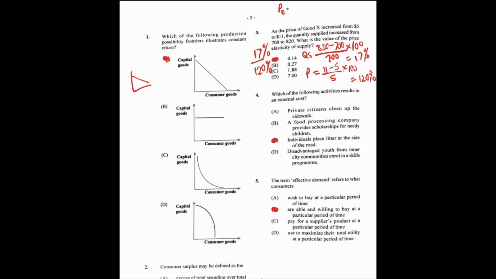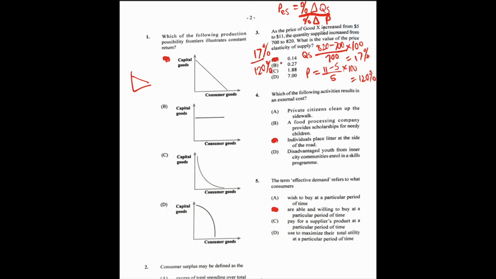So we said PES is equal to the percentage change in quantity supplied over the percentage change in price, right? So we calculated each of those. We got 17% and we got 120%, and then you'd end up with the answer A, 0.14.